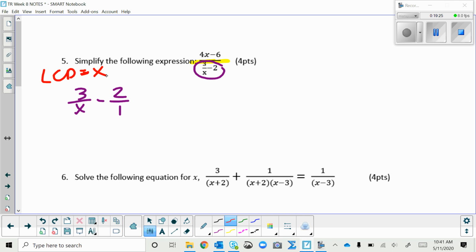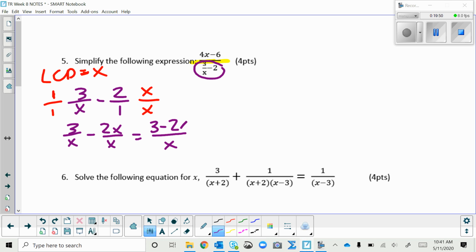And we don't have to multiply the first fraction by anything because it's already x. So technically just multiply 1 times 1 and nothing really changes. The second fraction, though, needs to be multiplied by x on the top and bottom. So now this gives me 3 over x minus 2x over x. Denominator stays the same. You combine the numerators, and they have to stay the same because they're not like terms. So you just put them together, and you have 3 minus 2x over x.